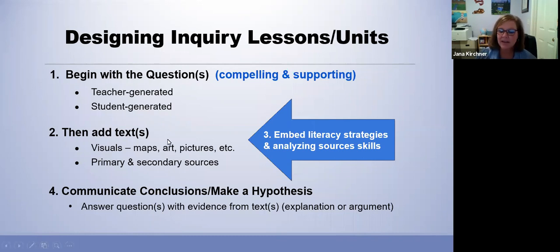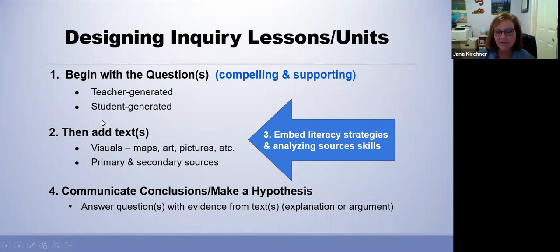And then I'd say, what kind of text are you going to add? Remember, our definition of text from this point on is all those things we just brainstormed in the chat feature. So will they look at a map? Will they look at artwork? Will they look at pictures? I would say as much as you can, include a combination of primary and secondary sources.